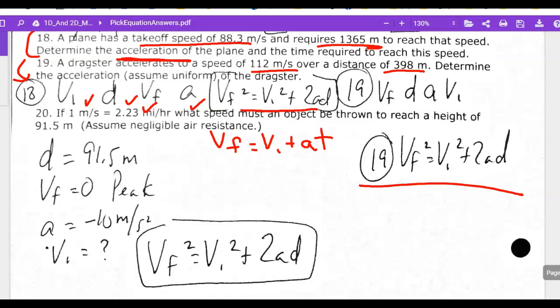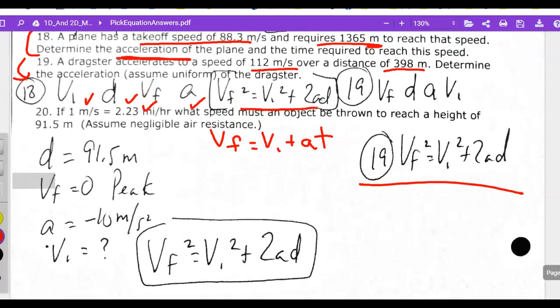So 19, there's a VI, there's a D. Do I have the answer for 20? Let's see. 20. If 1 meter, what speed must it be thrown to reach a height? Oh yeah, that's D. Now the peak, that's the peak. VF equals 0. This happened on Earth, and VI is the unknown. So what equation has VI, VF, A, and D?